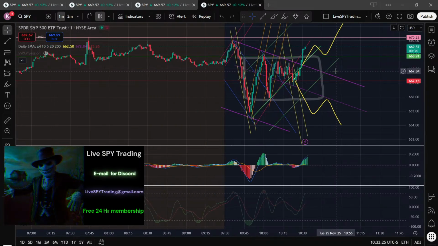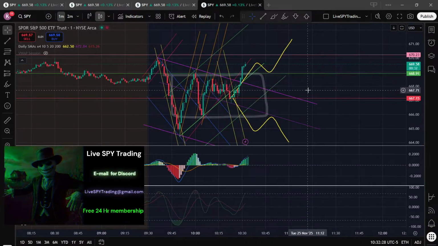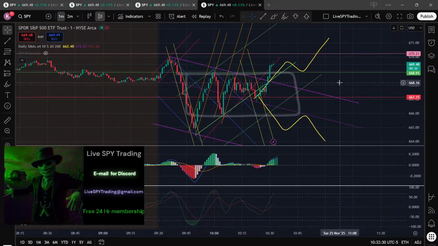Look at the money we just printed. Look at the money. There it is.